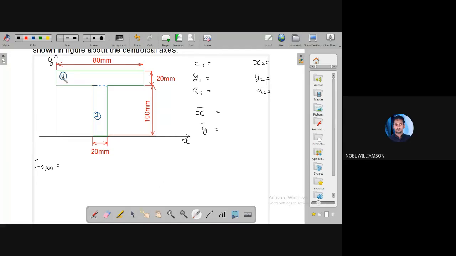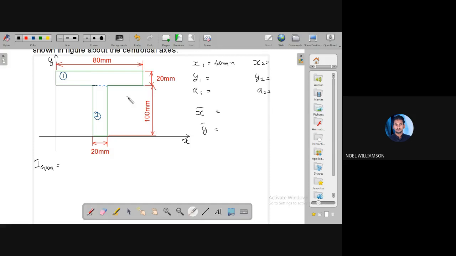What is the value for x1? x1 means this is the section. Its dimensions are 20 and 80. So what is x1? The centroid will be here, right? So the distance of this point from the axis in the x direction will be 40 mm. And y1 means this is the centroid of section 1, and the y distance from the axis will be what?